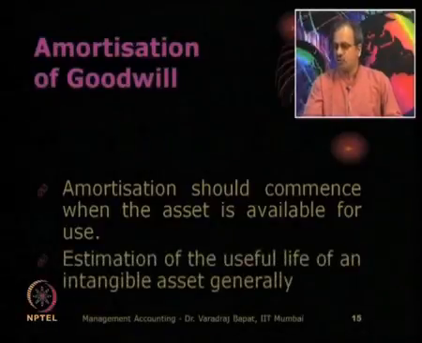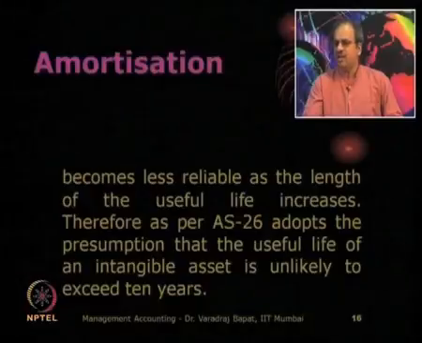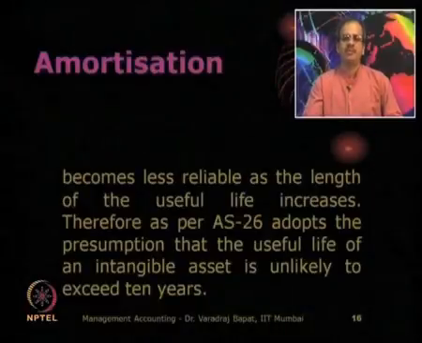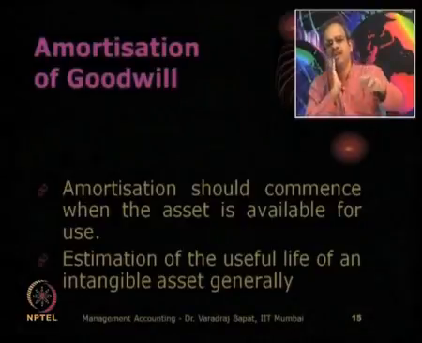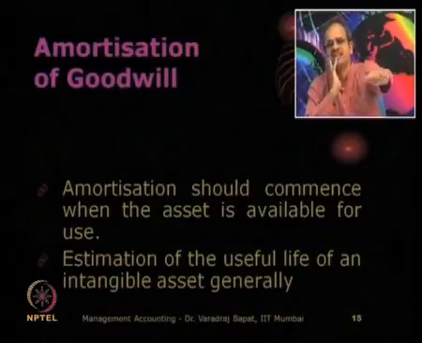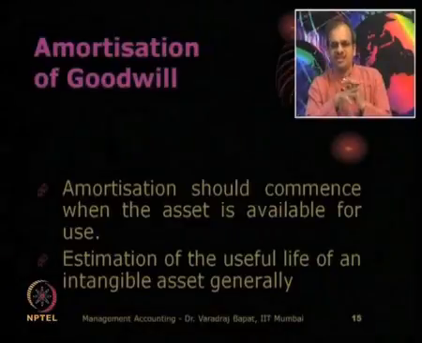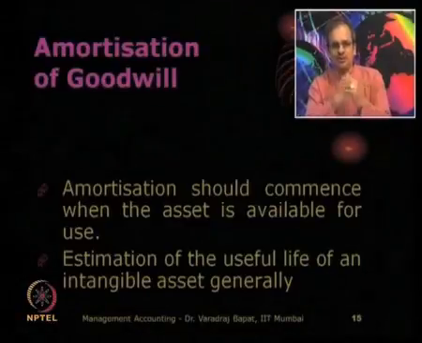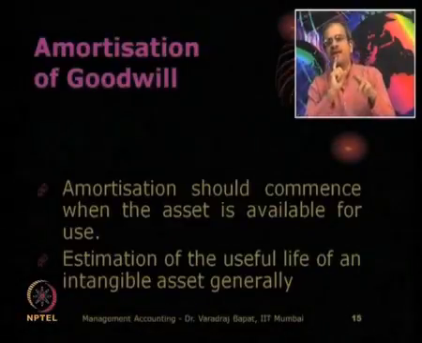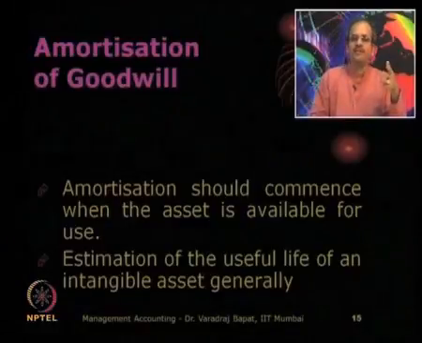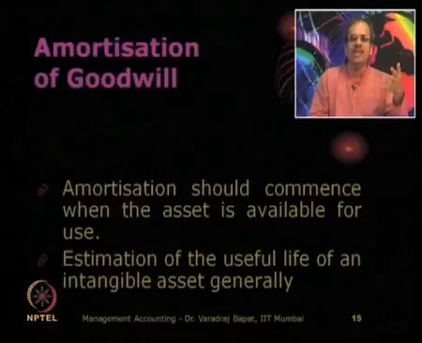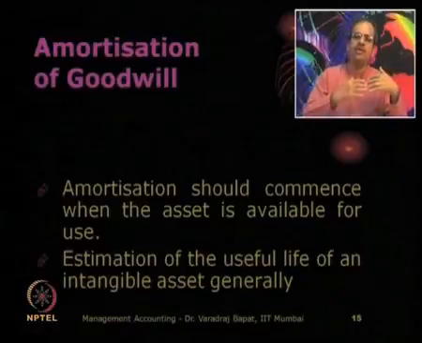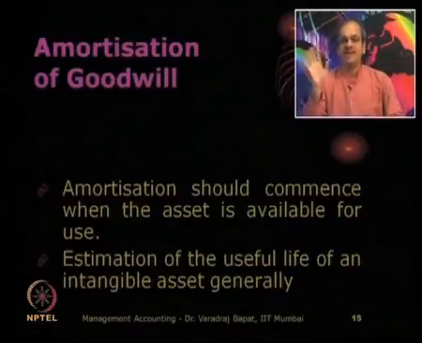Now, estimation of useful life generally becomes less reliable. Let us say we have purchased machinery, we know that we can use it for 3 years, 5 years, 6 years, etc. As per the manufacturer's specification, it is easy to use. However, it is very difficult to estimate how long you can use goodwill, because goodwill is something which may be useful forever.